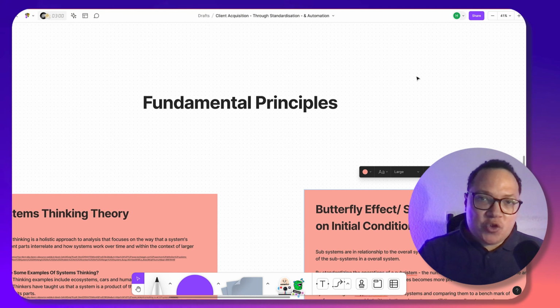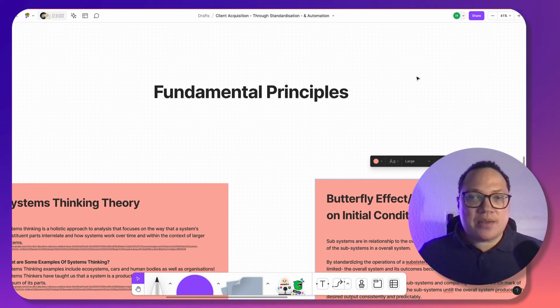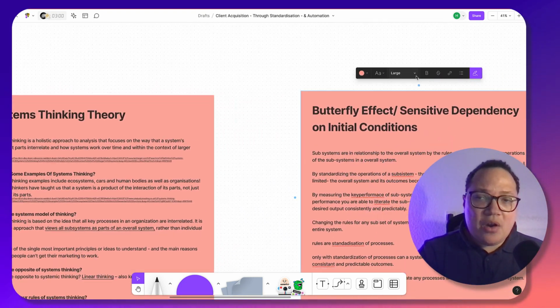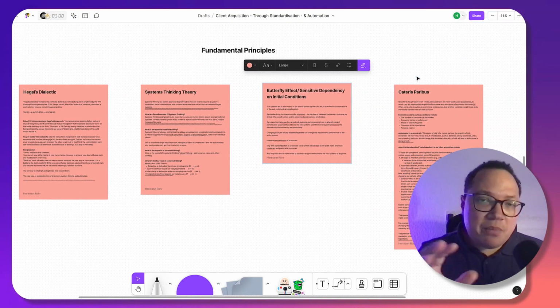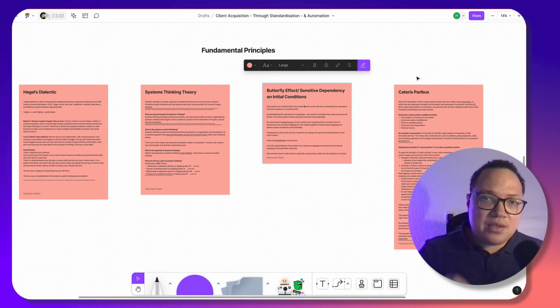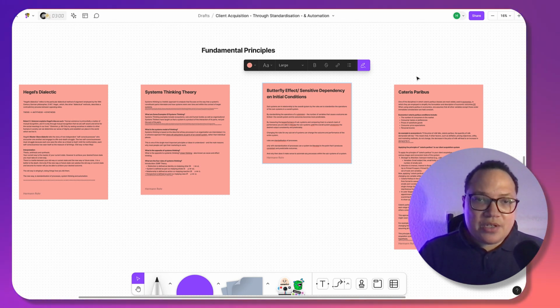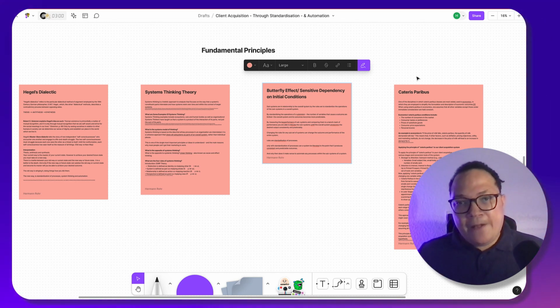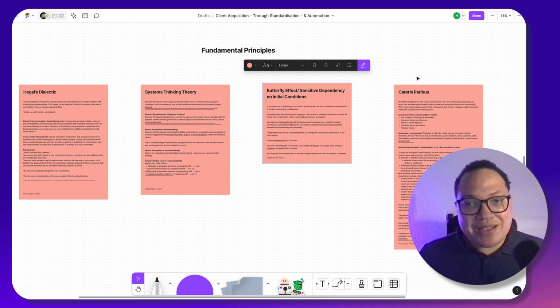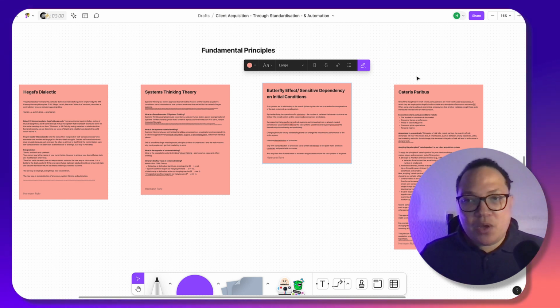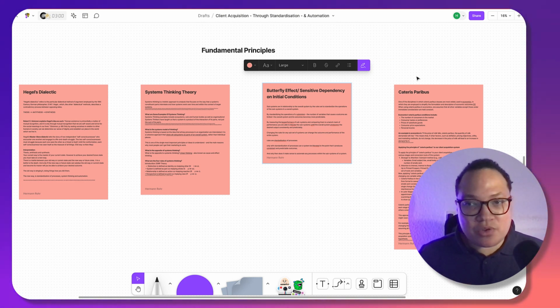So to actually grasp the whole fundamental framework that we use, there are basically 4 fundamental principles that need to be understood. One is Hegel's Dialectic. The other is the systems thinking theory. The next one is something referred to as sensitive dependency on initial conditions, also known as the butterfly effect. And then we have Ceteris Paribus.